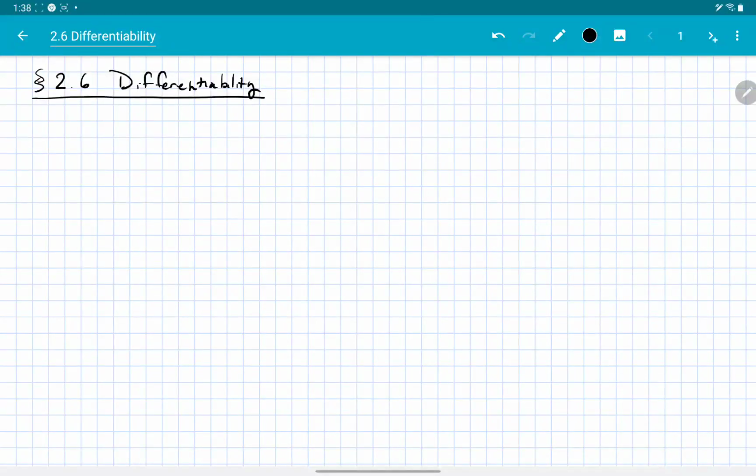Okay, today we're going to talk about the abstract concept of differentiability. Differentiability is a fancy way of saying a derivative exists. So let's write that definition.